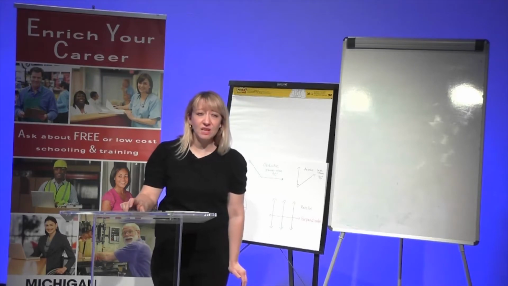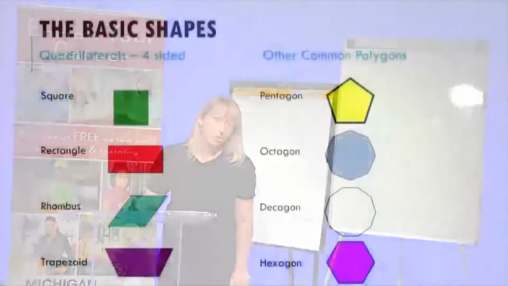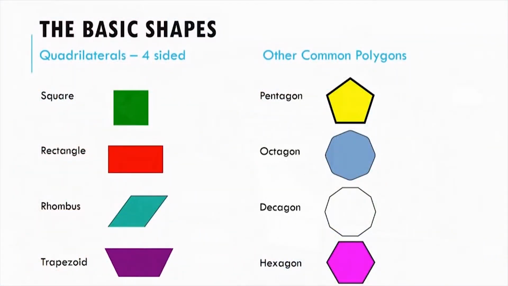First, on the left-hand side, we have quadrilaterals. Quad meaning four, so they're four-sided. So we have square, rectangle, rhombus, trapezoid. The reason it's a trapezoid is because it has one set of parallel lines and the other lines are not parallel. So that's what makes the trapezoid different.